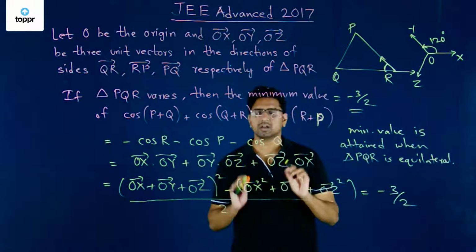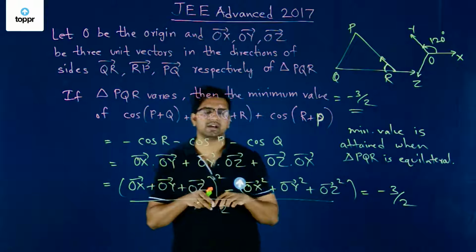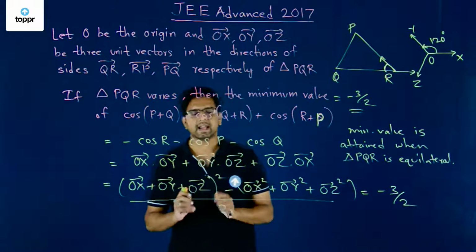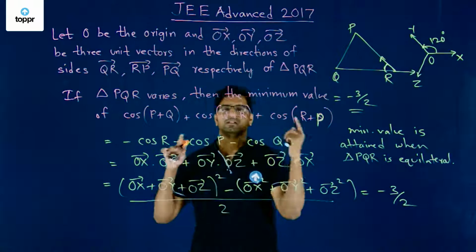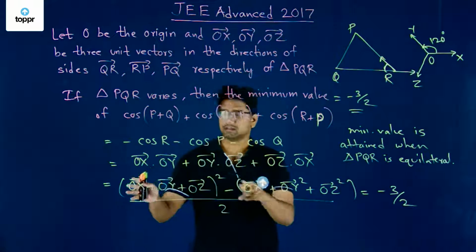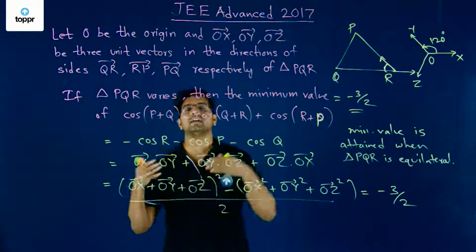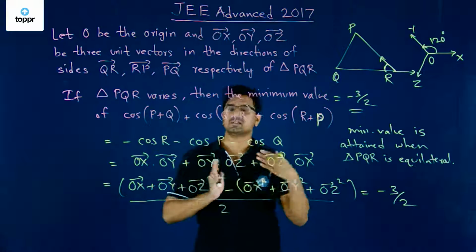So, a nice problem. It involved some kind of vector algebra, and a basic inequality that the square is always non-negative.